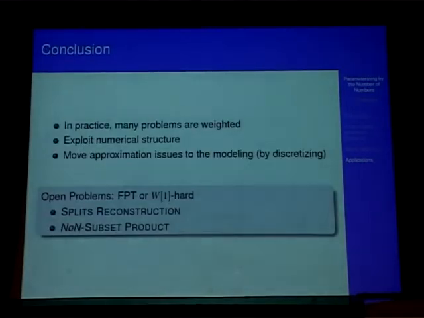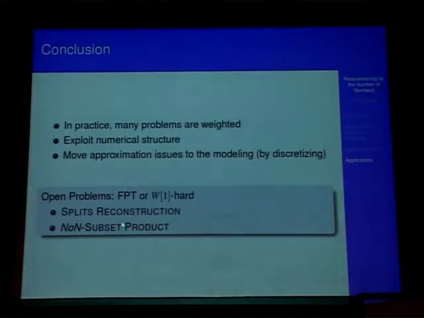Okay, so I can conclude my talk. In practice, many problems come in a weighted fashion. And so we think that parameterizing by the number of numbers is a really interesting way of exploiting the numerical structure inside these problems. Our first application shows that we can move the approximation issues, like discretizing the heat levels, to the modeling instead of to the algorithm.